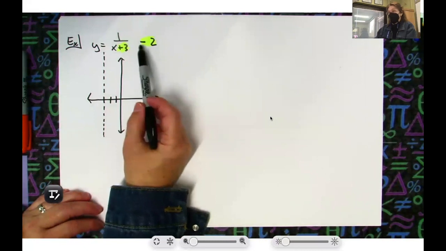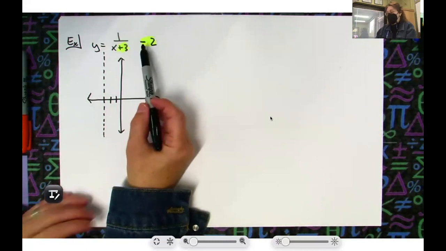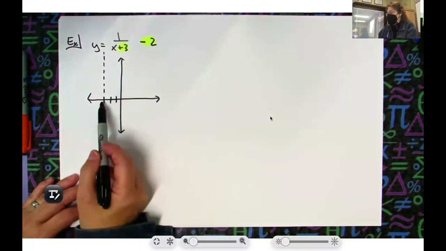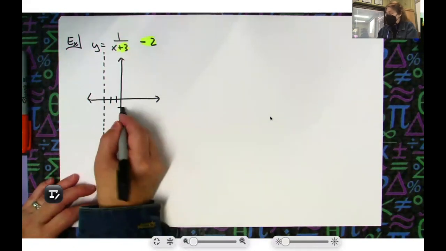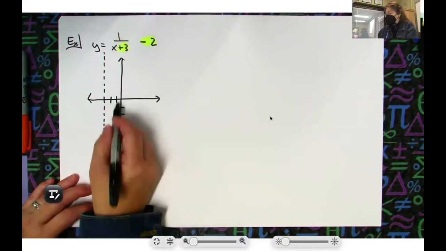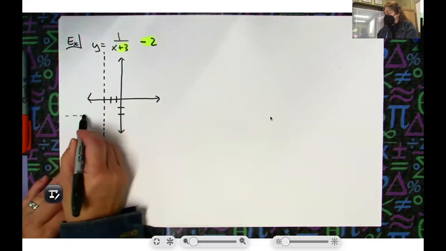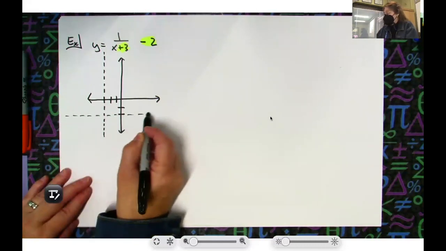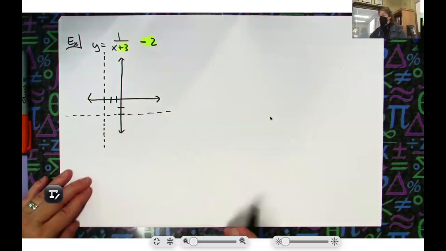Then minus 2 is on the outside, so shift the same up or down. So minus 2 means I'm going to go down 2. And then when I move down 2, I'm going to put in a horizontal asymptote. So what I just shifted was basically the axis.